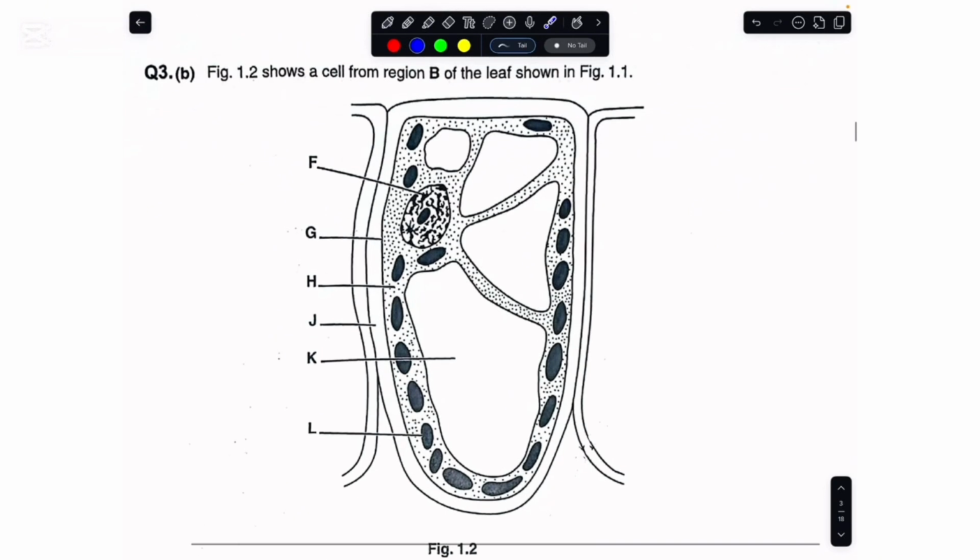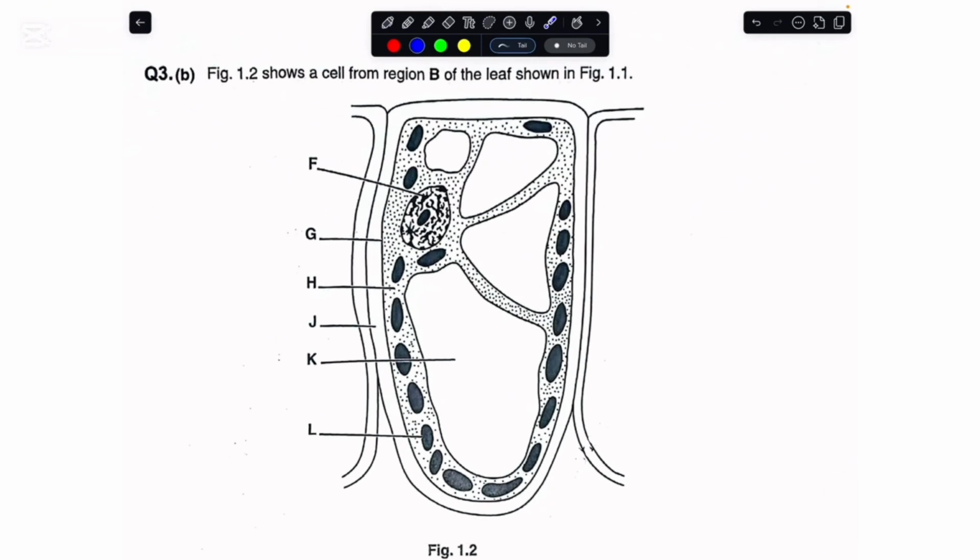Now, if I further proceed to question number 3 that we have over here, they say that we are showing you figure 1.1, and this is a cell from region B of the leaf shown in figure 1.1. So some part of this question is missing.